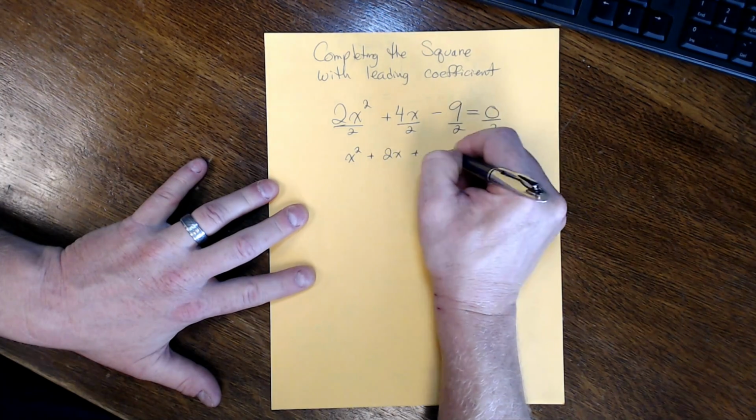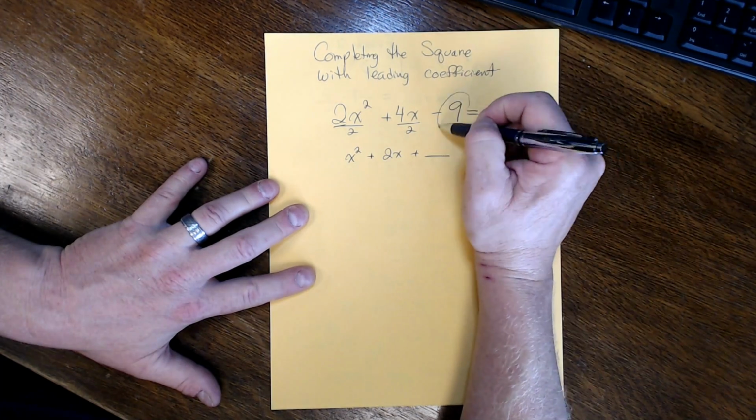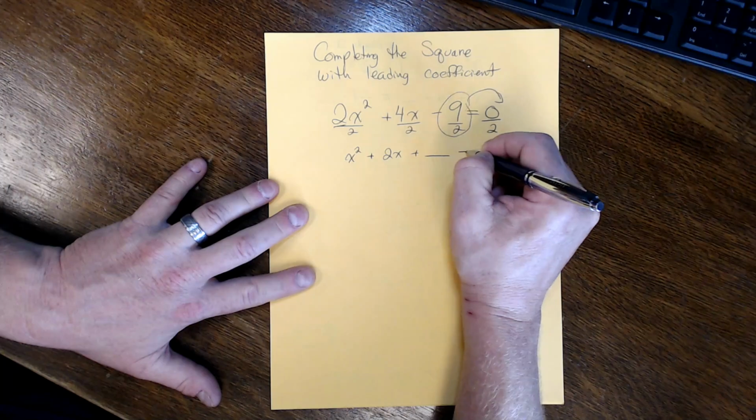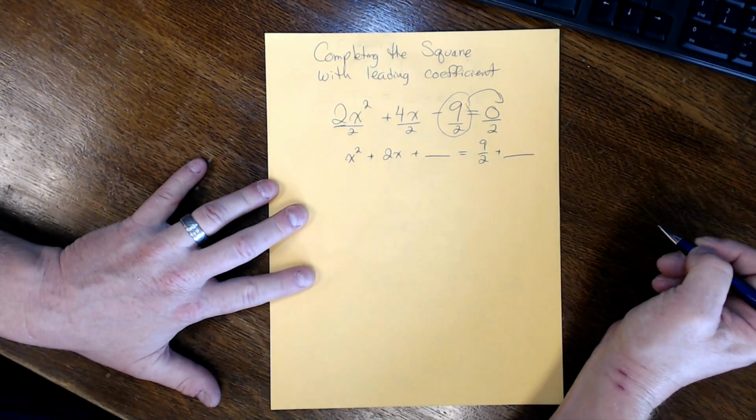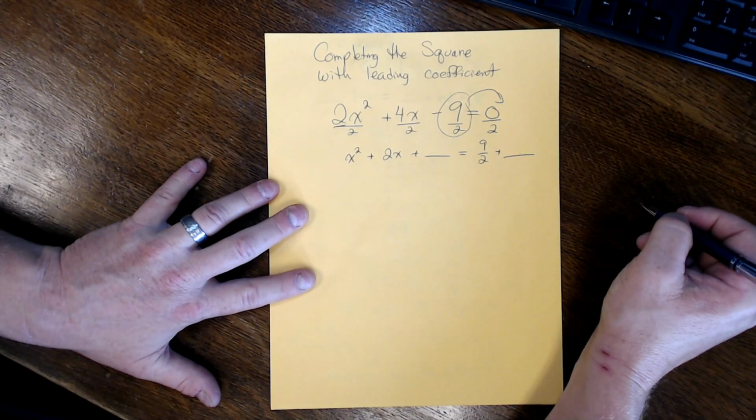And I'm going to make a blank for completing my square. And I'm going to move this over here to the right-hand side of my equation. And I'll leave another blank here as well. So now we've set up for completing the square just like we've done before.